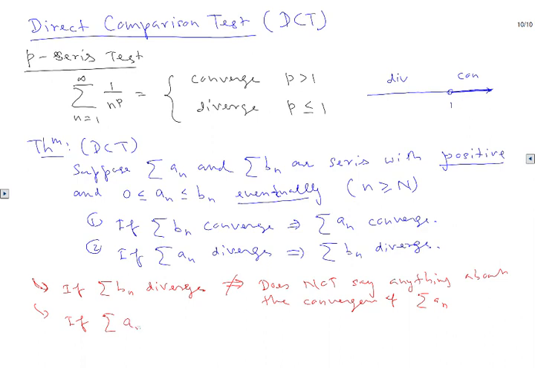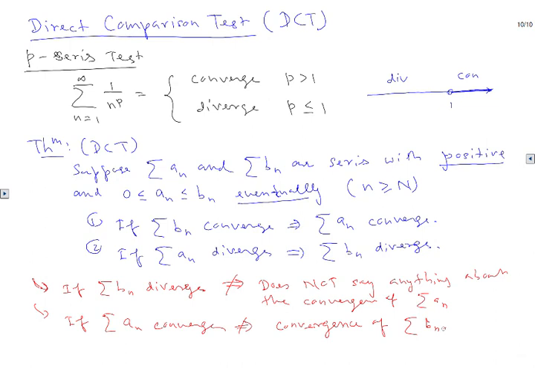And in the same way, if the smaller one converges, then it does not imply the convergence of the larger one. So you have to be very careful with that. It only says that if the larger one converges, the smaller one converges. If the smaller one diverges, the larger one diverges. That's the only way it's going to go.